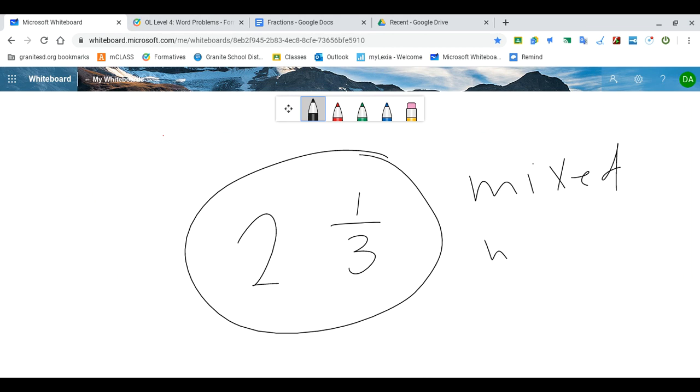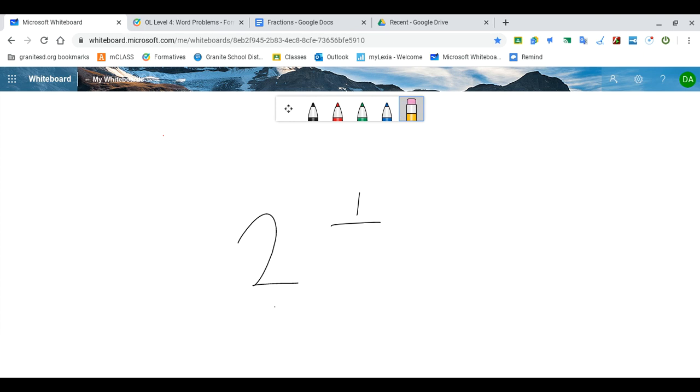You have a whole number, which is 2, and then you have a fraction piece, which is 1/3, and in that fraction piece, your numerator is smaller than the denominator. It's not an improper fraction. It has to be correct like this for it to be a mixed number. That is what your answers are going to look like for questions 4, 5, and 6. Let's talk about how to do it.